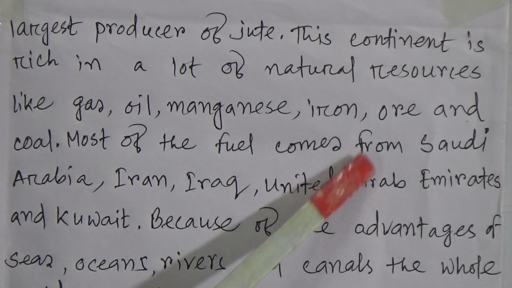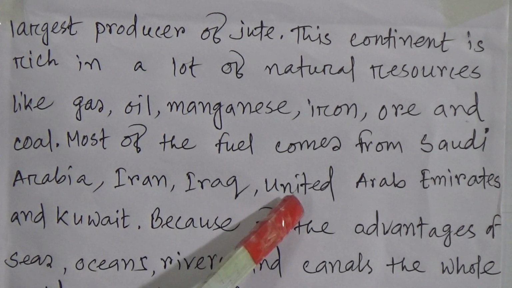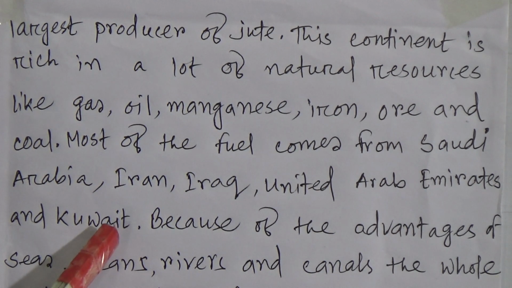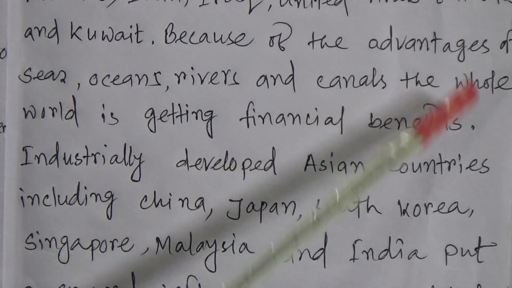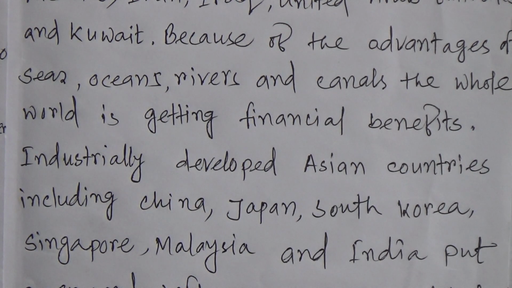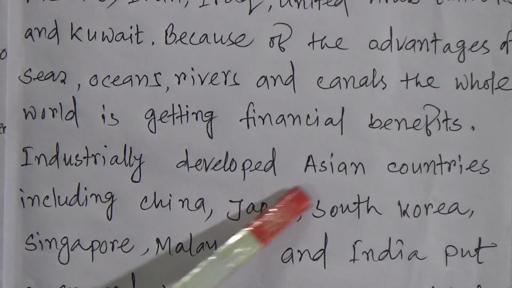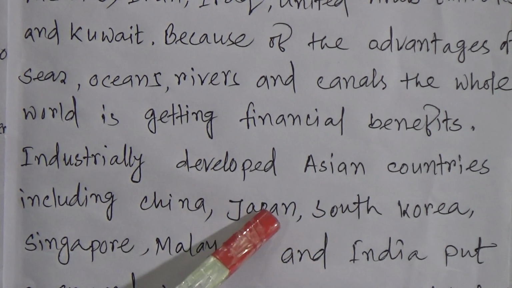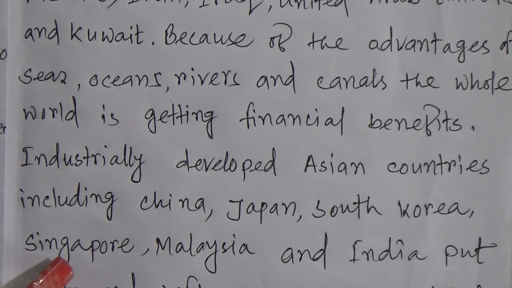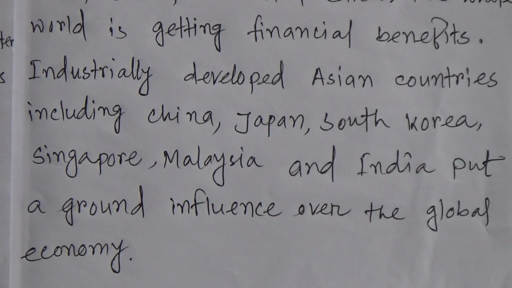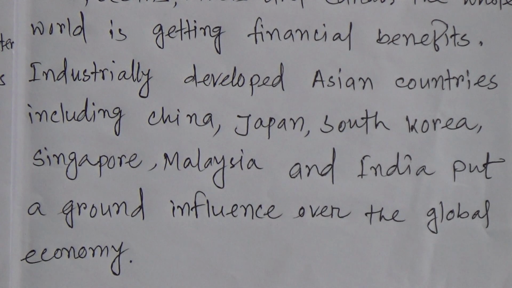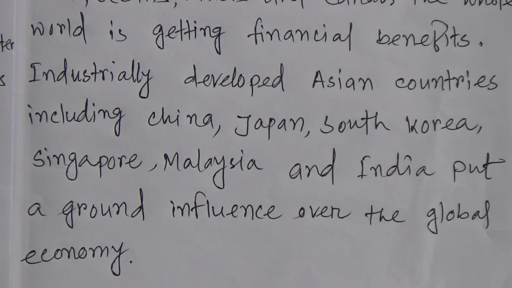Most of the fuel comes from Saudi Arabia, Iran, Iraq, United Arab Emirates and Kuwait. Because of the advantages of seas, oceans, rivers and canals, the whole world is getting financial benefits. Okay? All these are situated in Asia. Industrially developed Asian countries including China, Japan, South Korea, Singapore, Malaysia and India put a great influence over the global economy. That means from this notion, this marked area A also has a great influence on the economy of the world.